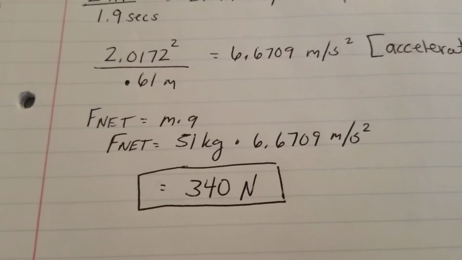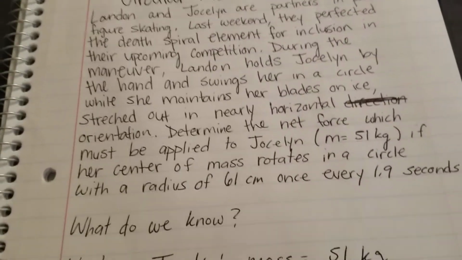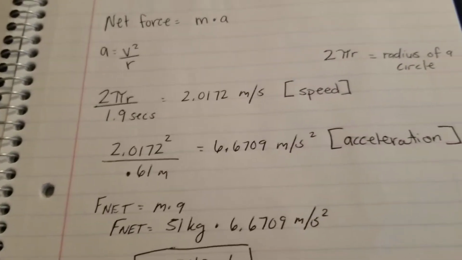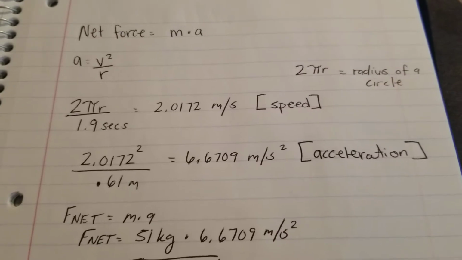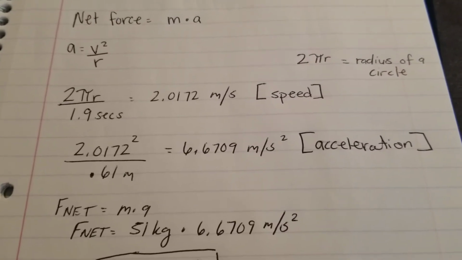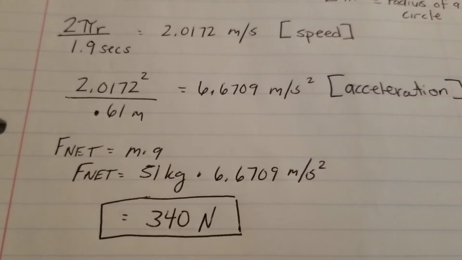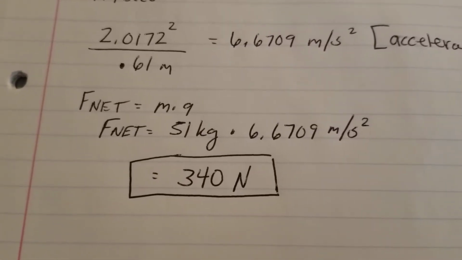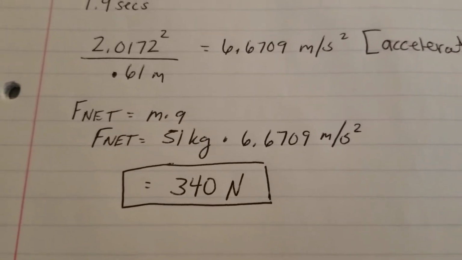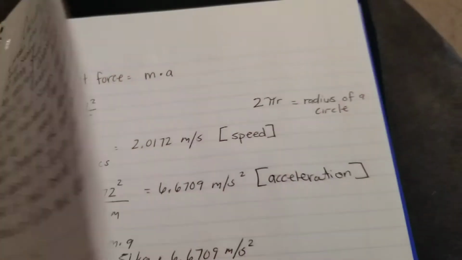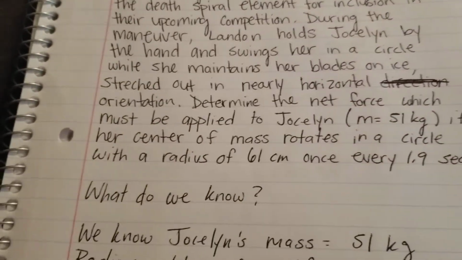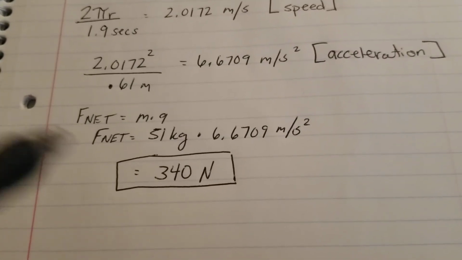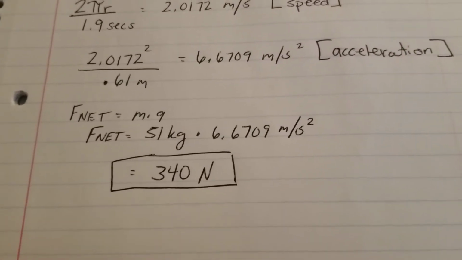So from that, we were able to determine the net force. In order to solve for our net force, it's important that we know how to calculate speed and acceleration. Once we get those two variables, we are able to plug them into our equation for F net and get the net force in newtons. So it's a pretty simple problem that shows how to calculate speed and acceleration, and from that we can plug into our F net equation and get our net force.